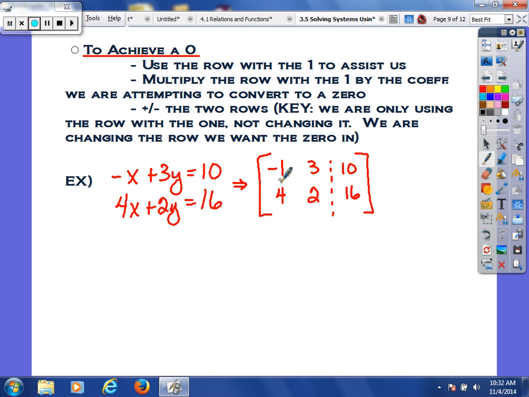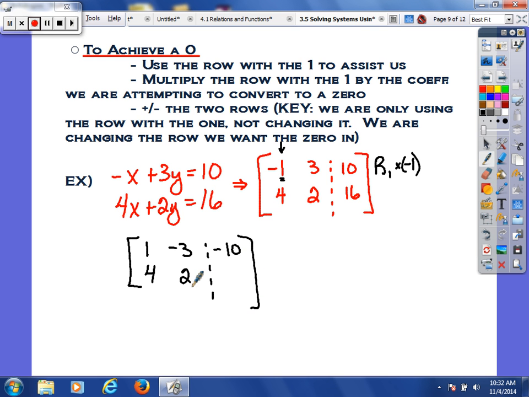Again, we talked about how I need to make this a 1 to start. I start with column 1 and I need to make the 1. So I'm going to multiply row 1 by a -1. If I do that, I've got our new matrix that we had a minute ago. We have 1, -3, and -10. My bottom row is 4, 2, and 16.